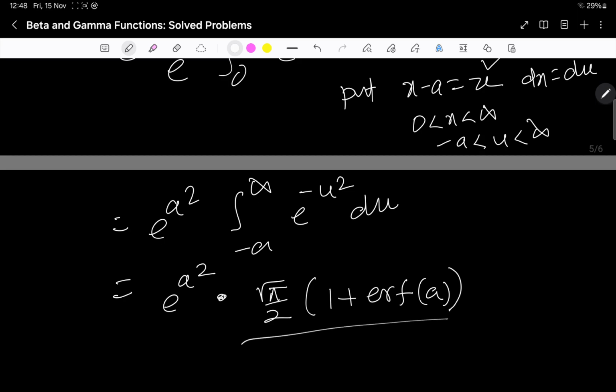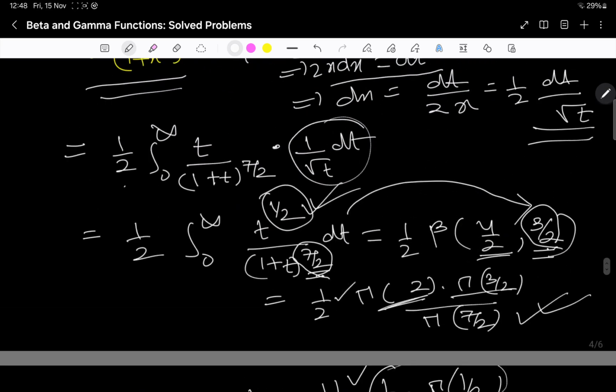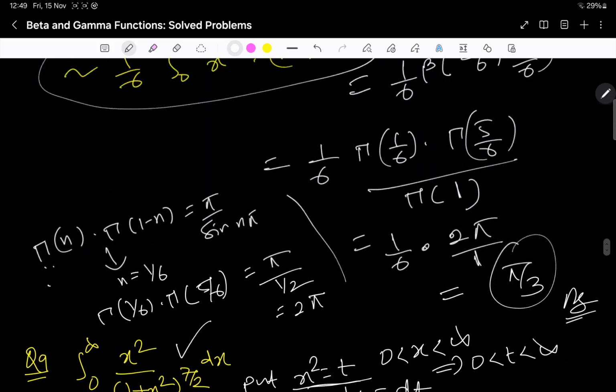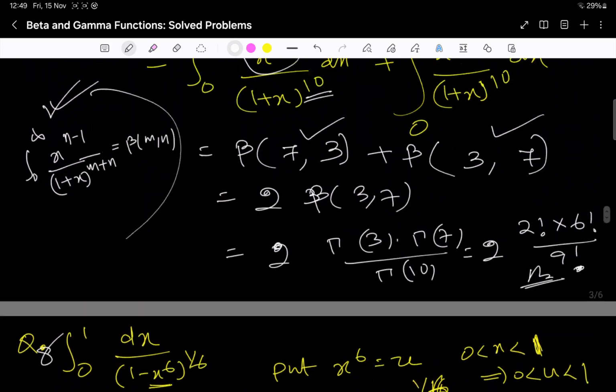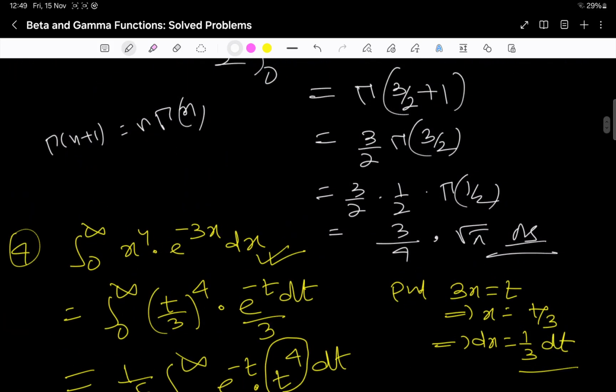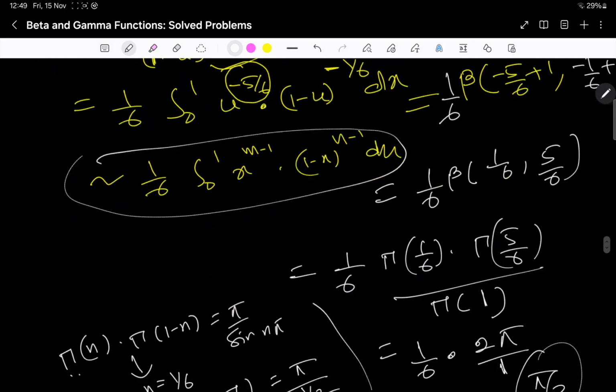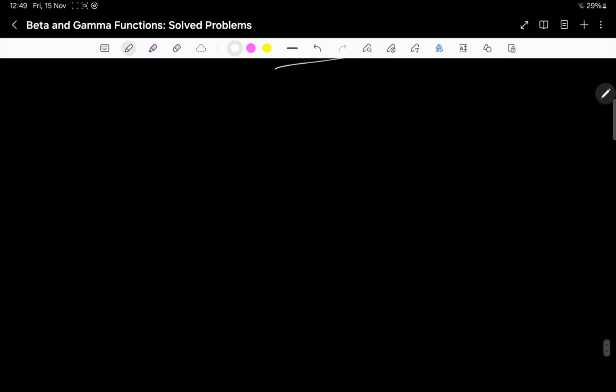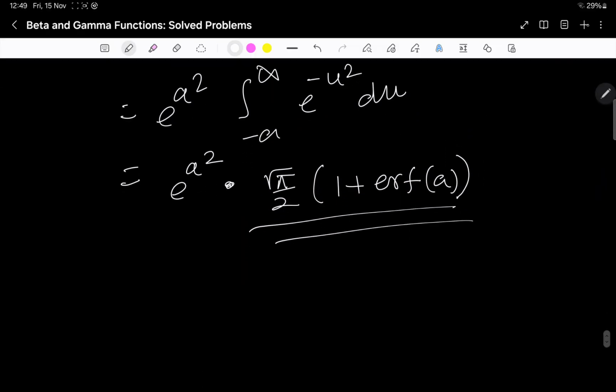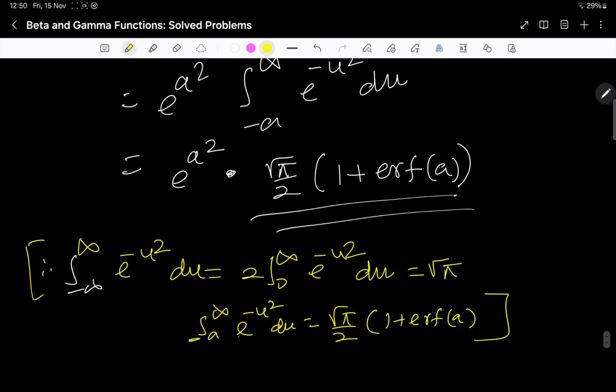Today at question number 1 we have discussed minus infinity to infinity e to the power minus x square is 2 into 0 to infinity, which gives root pi. So now in that line a standard formula is here. The standard formula is right. So you should leave it like this, because this is a standard formula.